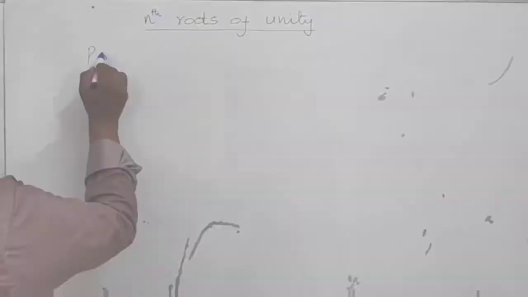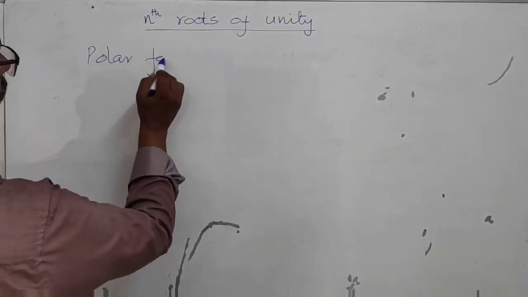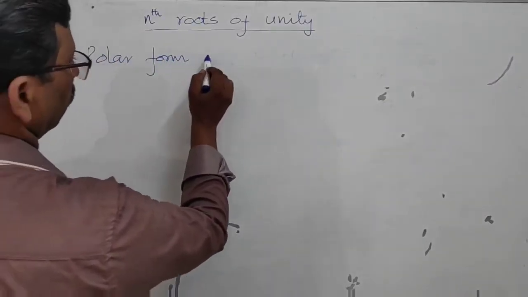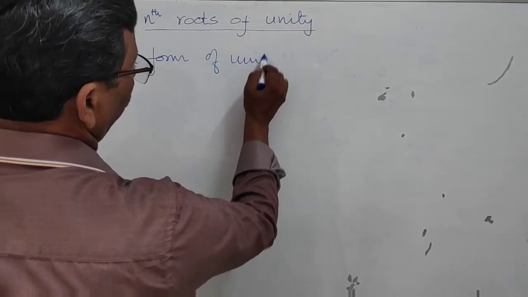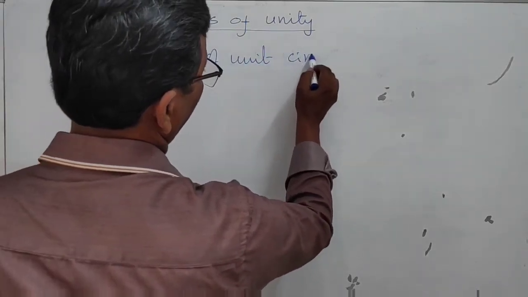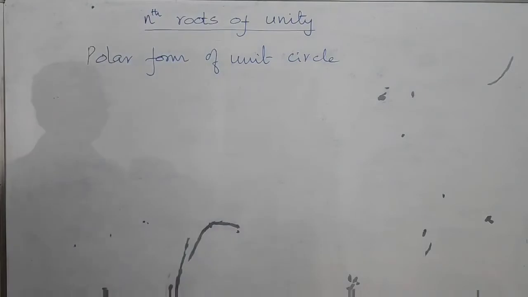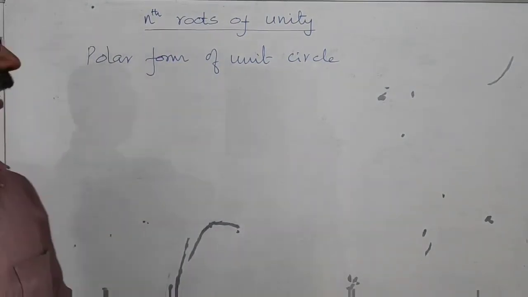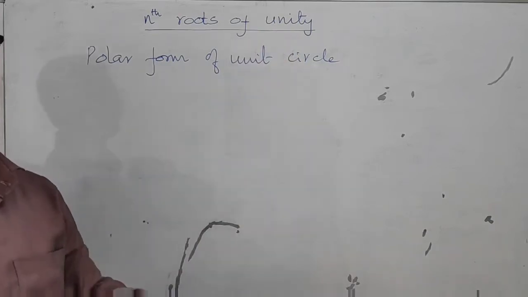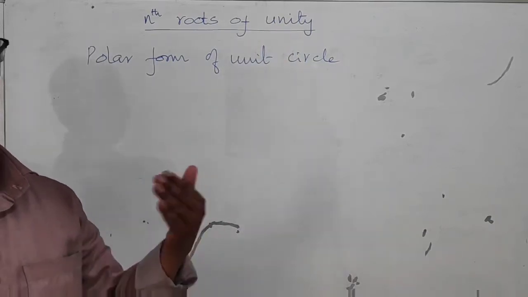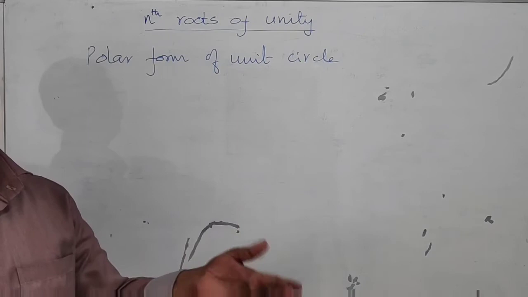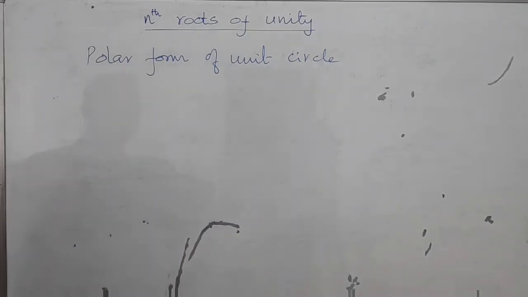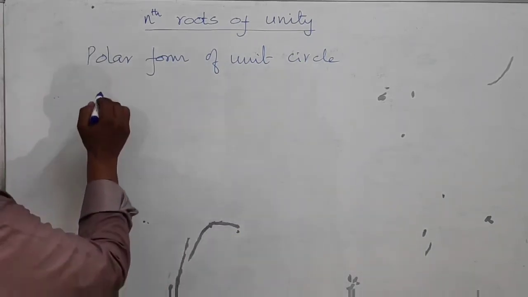Now what does it mean? Polar form of the unit circle we are going to see. Now what is the polar form? Polar form means in the form of cos theta plus i sin theta. Now what is the unit circle? Which circle is called a unit circle? If the radius is 1, then we can say the circle is a unit circle. Further we are going to bring both these two together.